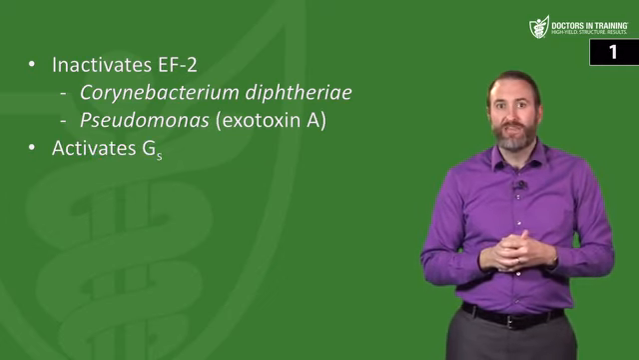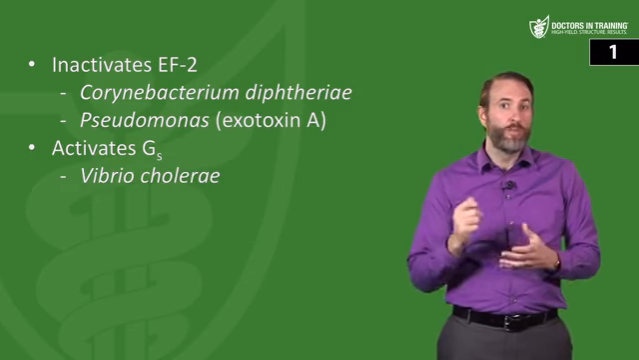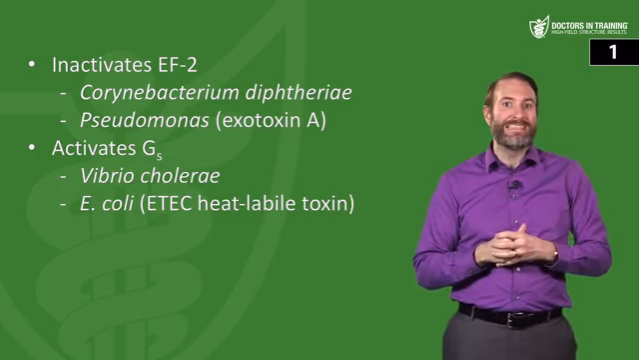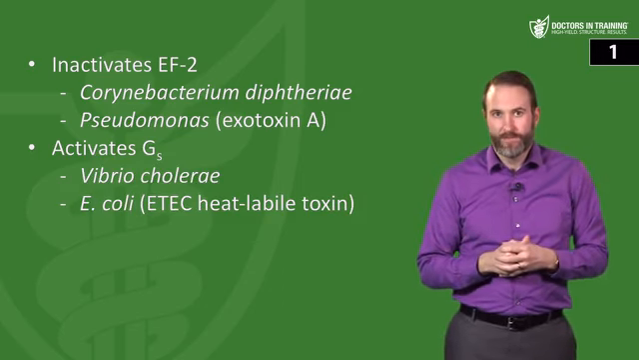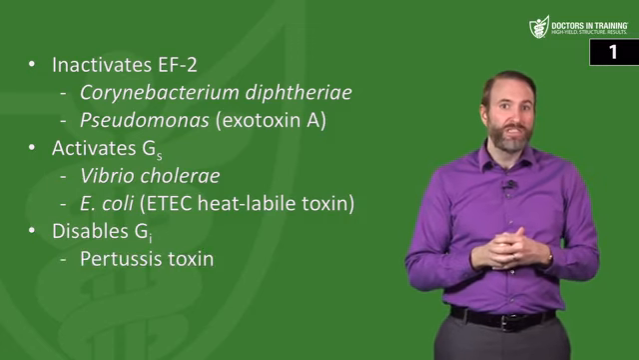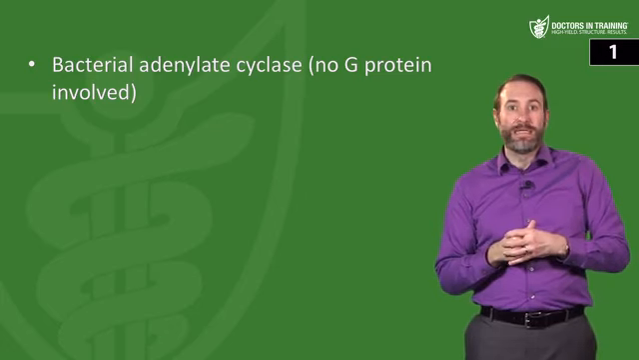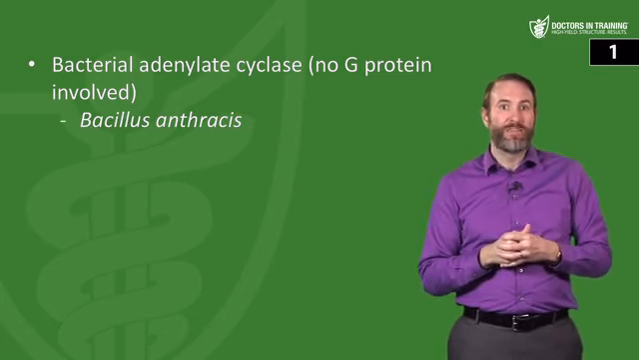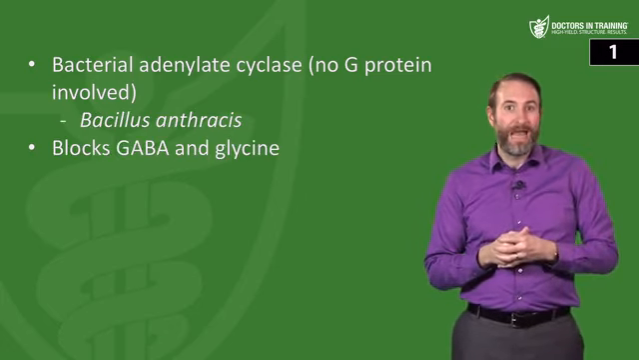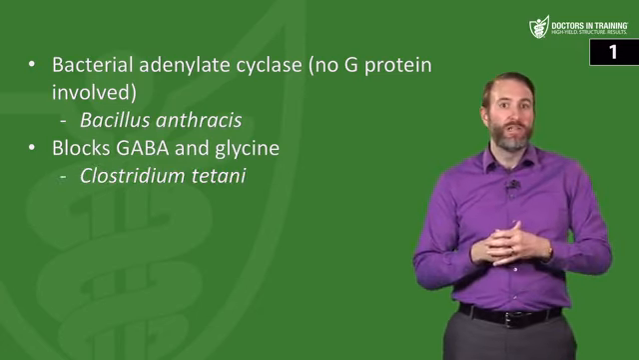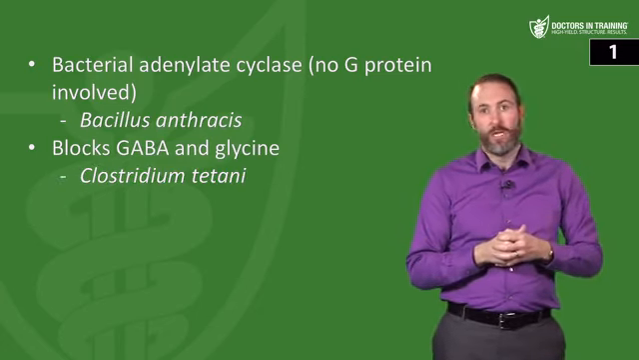Next, we have activates GS. So this is going to be Vibrio cholera, but also think about that ETEC, heat labile toxin. Disables GI. So this is going to be pertussis toxin. Bacterial adenylate cyclase. This is going to be Bacillus anthracis. Blocks GABA and glycine. This one is Clostridium tetani, causing lockjaw.